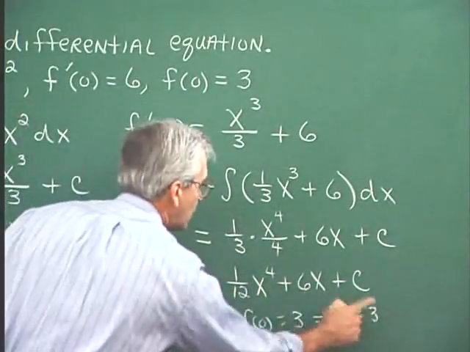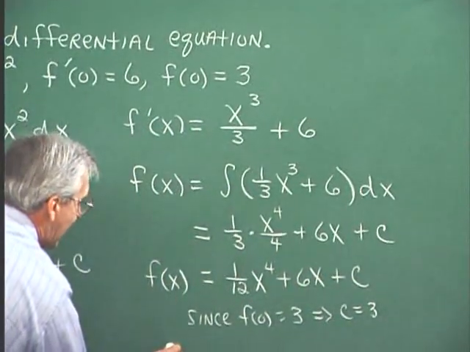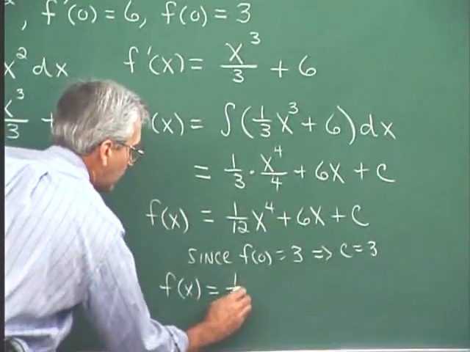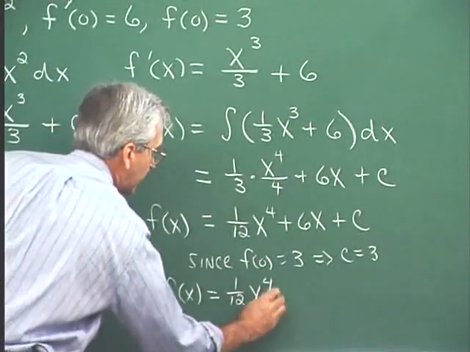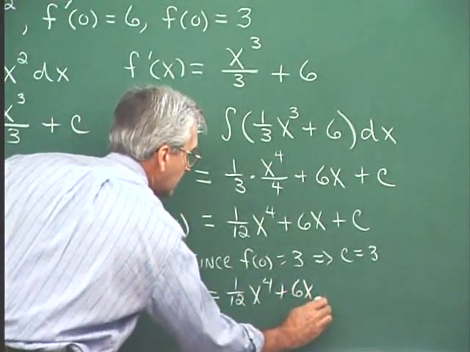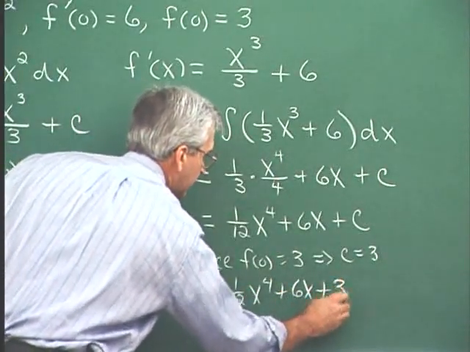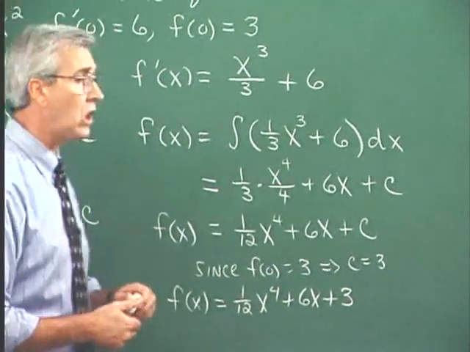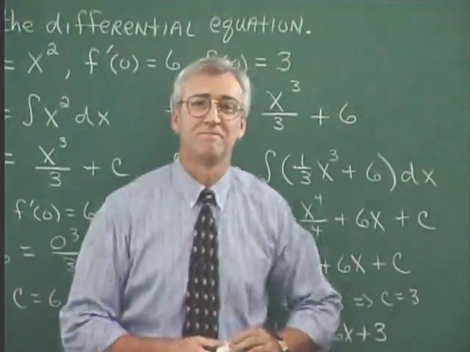Now, if c is 3, we can rewrite this as f of x is 1/12 x to the 4th plus 6x plus 3 as our f function. And we have solved the differential equation.